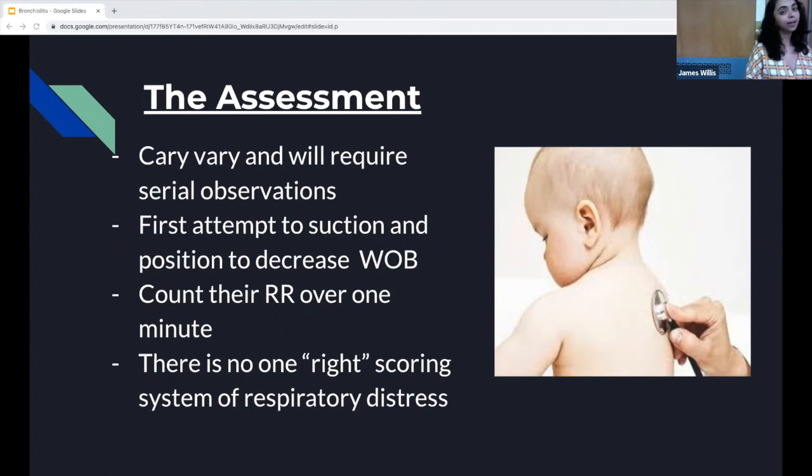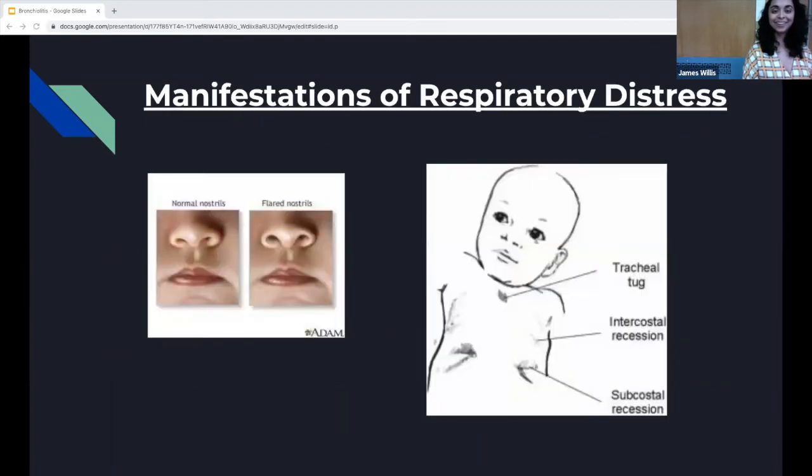So it's really vital to count the respiratory rate over a minute. And you want to first attempt to suction them and position the patient before you count the respiratory rate, to decrease their work of breathing. And again, there's no one right scoring system of respiratory distress. It's variable. So be patient with yourself.